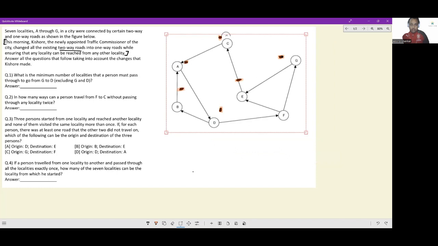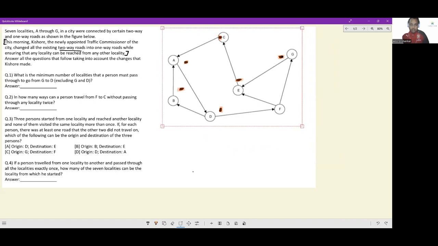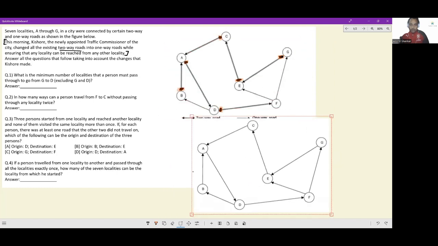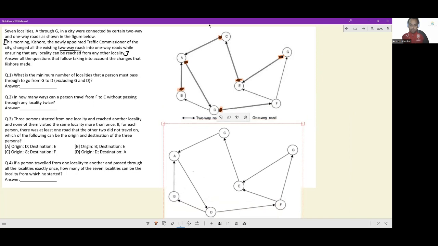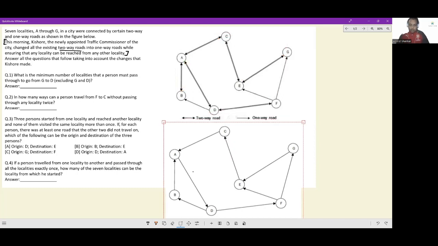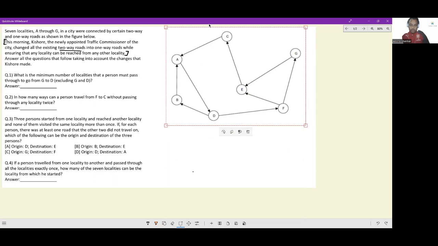I've gone ahead and kept this diagram prepared beforehand. How do I place it? Wait. Let me get rid of all these markings first, and just place this on top of this. This is how the final state will look, wherein D to B, A to D, C to A, E to C, G to E, F to E, F to G, all of this.